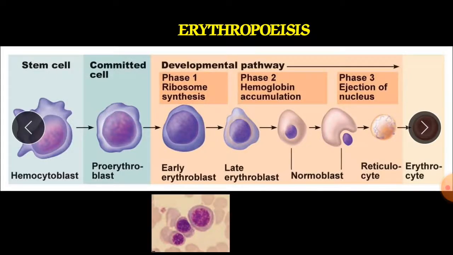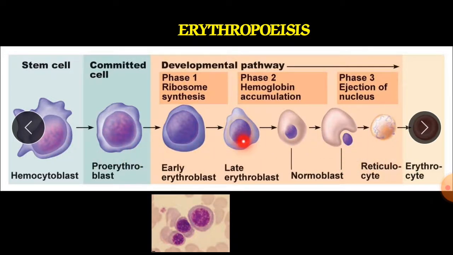Erythropoiesis. First, the stem cell is called the hemocytoblast, also called a pluripotent cell. It can form the proerythroblast, which is a committed cell. After that come the developmental stages, phase 1, phase 2, phase 3. In phase 1, ribosome synthesis occurs, which forms the early erythroblast. In phase 2, hemoglobin accumulation occurs, which forms the late erythroblast. After that, the normoblast, and in the last phase 3, ejection of the nucleus, after which it becomes the reticulocyte, and last the erythrocyte. So this is the journey for formation of RBC only.